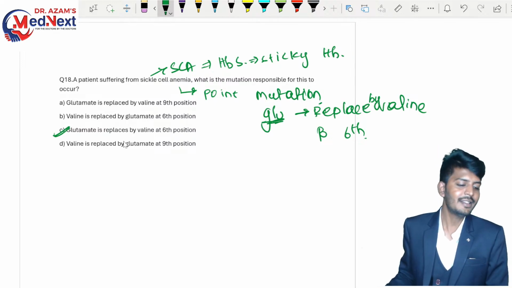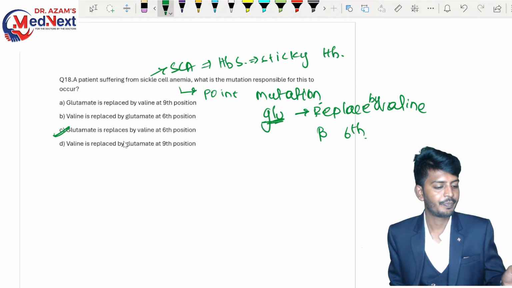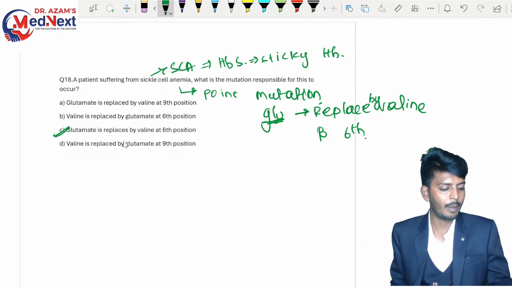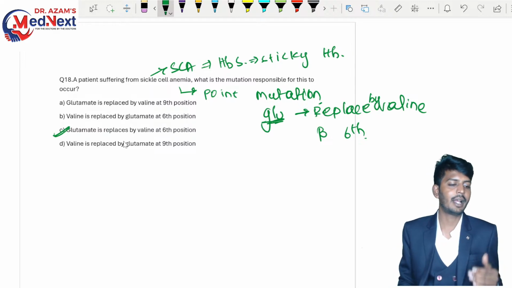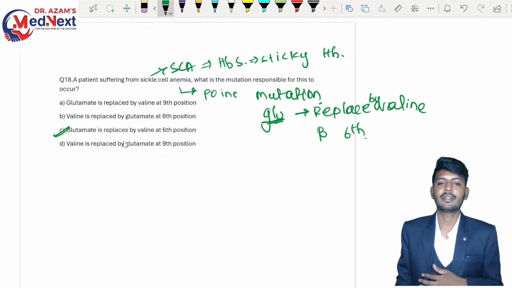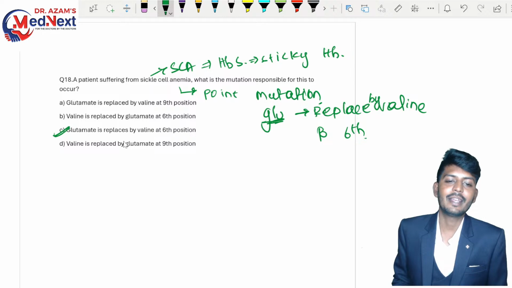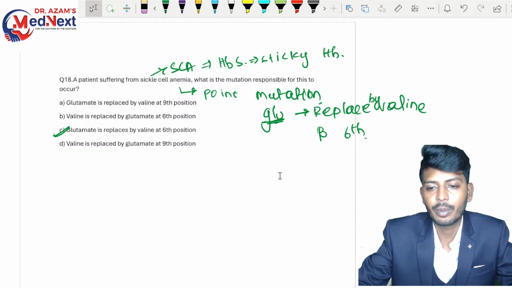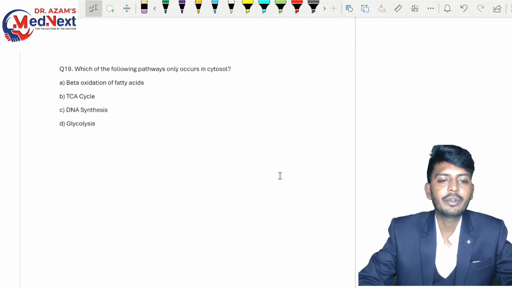The answer is C, sickle cell anemia. Okay. All right, you people are giving the answer to the previous question. I think I'm going into the next question. So the answer is glutamate replaced by valine at the 6th position, on the beta chain of the hemoglobin. Let's go to the next question.